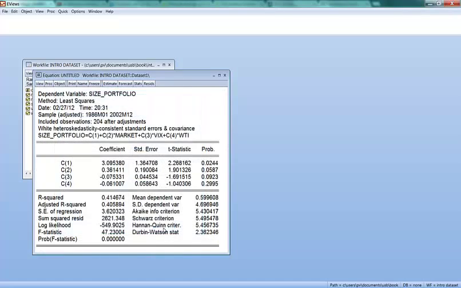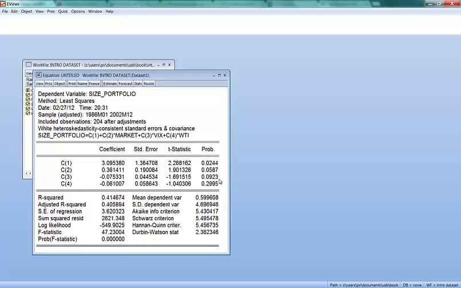So we press OK, and we once again get output. Now we get actually new output with the added line White heteroskedasticity consistent standard errors and covariance. The coefficients remain the same, but the standard errors have now changed. They have been recalculated, which has an impact on the t-statistic and the probability values. In fact, we now are left with no significant independent variables at the 5% level. So our conclusions actually change due to the heteroskedasticity correction.